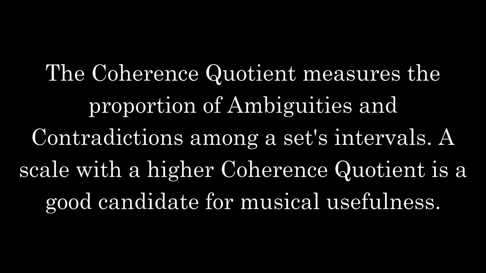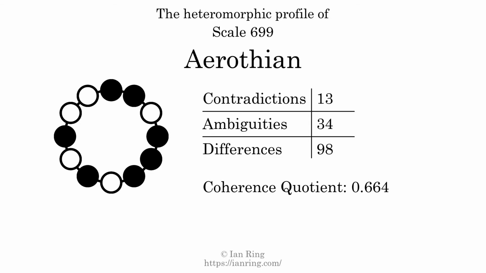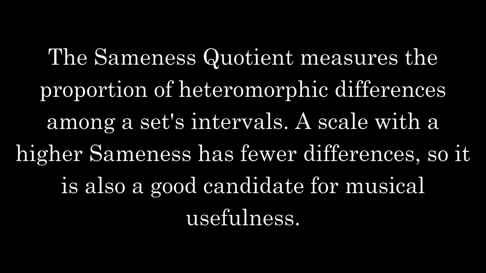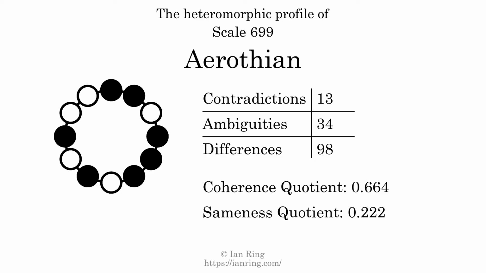The coherence quotient measures the proportion of ambiguities and contradictions among a set's intervals. A scale with a higher coherence quotient is a good candidate for musical usefulness. The coherence quotient is 0.664. The sameness quotient measures the proportion of heteromorphic differences among a set's intervals. A scale with a higher sameness has fewer differences, so it is also a good candidate for musical usefulness. The sameness quotient is 0.222.